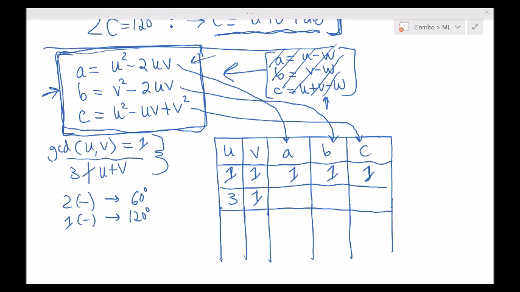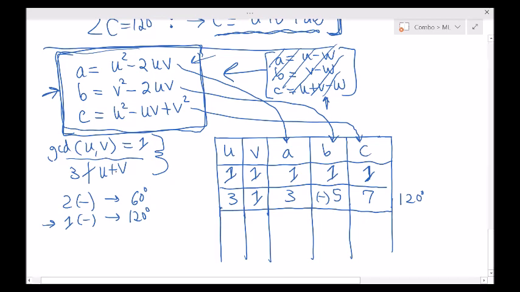Yes, 3, 5, 7, right? If you plug in 3 and 1, you get 3, minus 5, 7. But like I said, because there's only a single minus sign, 3, 5, 7 is a 120-degree triangle. So I'm just removing the minus sign. It has only a single minus.